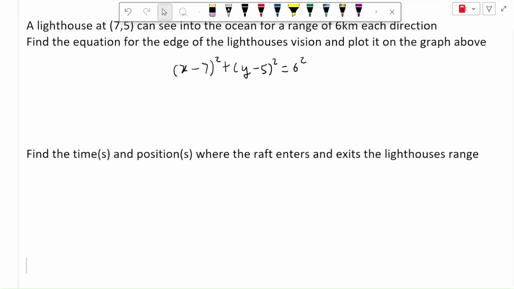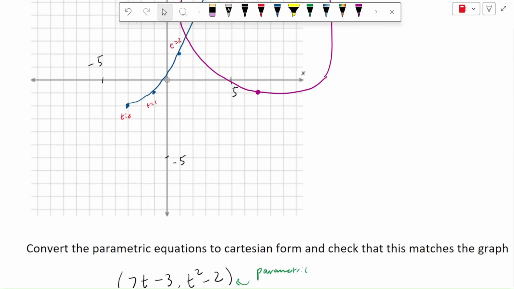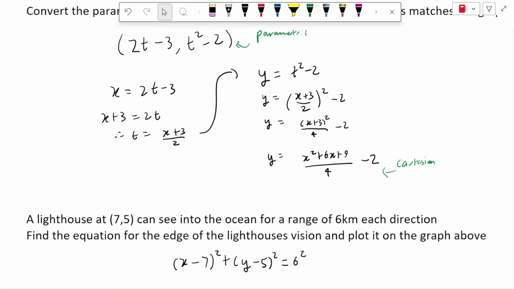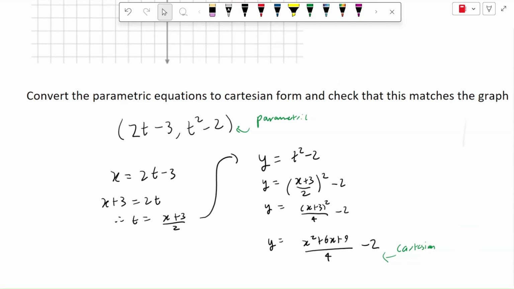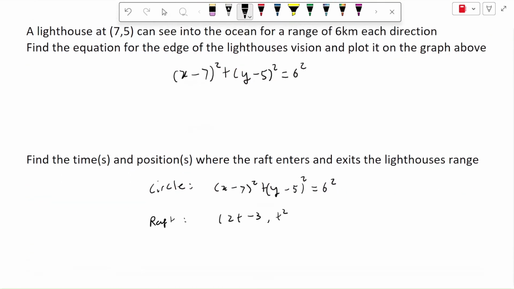Okay. Now, find the time and positions where the raft enters and exits the lighthouse's range. So what we'd really like is for the circle equation, (x take 7) squared plus (y take 5) squared equals 6 squared, to equal the raft equation. Now we've got the Cartesian equation, but we're actually going to use the parametric version: x is 2t take 3, and y is t squared take 2. Really importantly, that is x and that is y, even as functions of t, you could think of them.